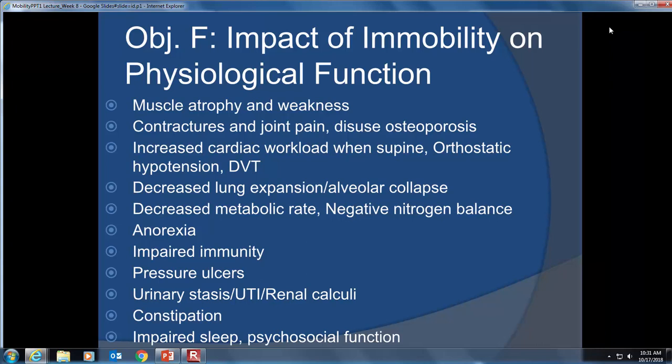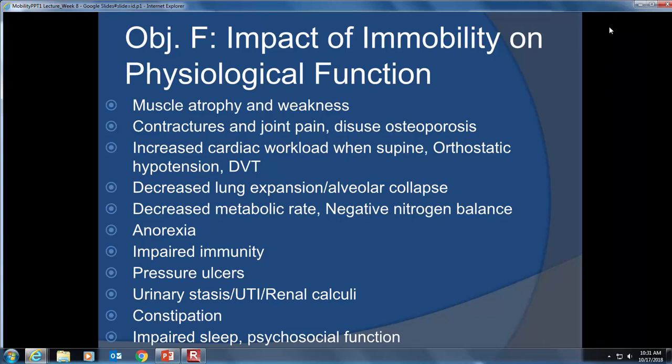We want to assess for this drop by performing orthostatic blood pressures, and this is checking the blood pressure lying, sitting, and then again when the patient's standing. A drop in blood pressure or an increase in heart rate is a problem with the orthostatic hypotension assessment.